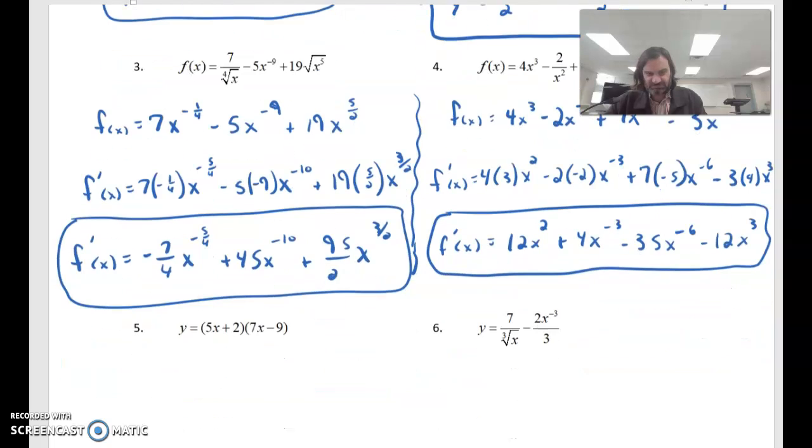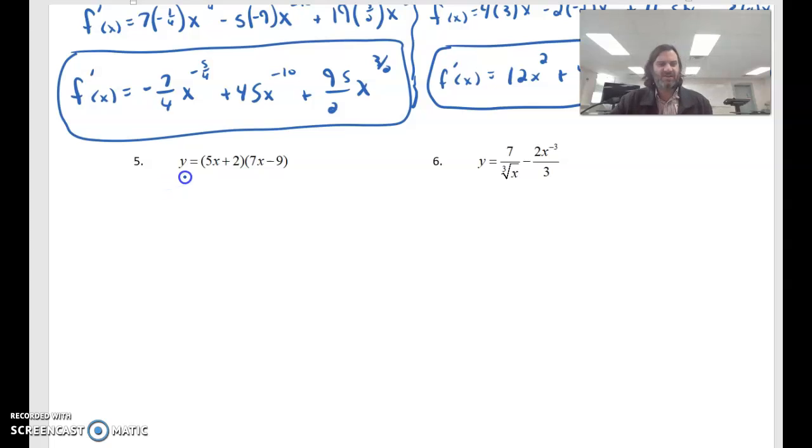Okay. Last one's on this page. Number 5, y equals the product of 5x plus 2 times 7x minus 9. Now this does not fit any rule that we have so far, but we can make it look like a series of power rules if we fold this out. So we can't take these individually as they are as the product, but we can multiply them out. So we'll have 35x squared if we fold it minus 45x plus 14x minus 18.